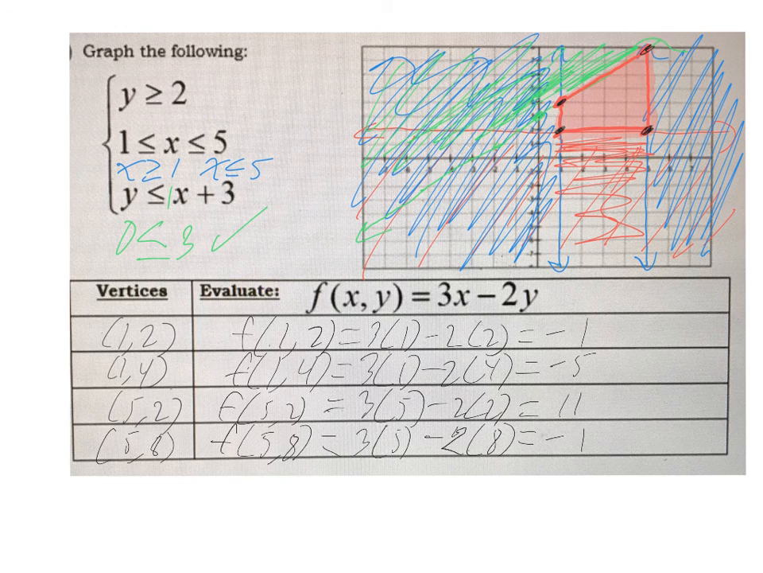And so our maximum value out of those four, the highest value out of those four is 11, so that would be our max. And the lowest value out of those four looks like the negative 5, so that would be our minimum.